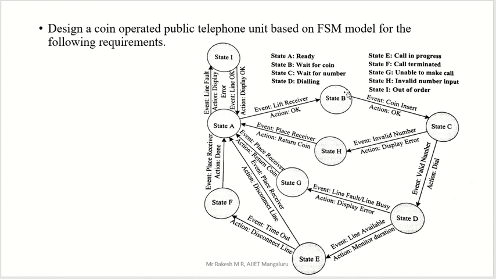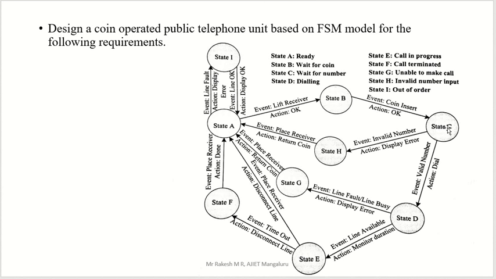When it is waiting for coin, what is the next state we have? Wait for a number. Between them, what is the event we have to conduct? You have to insert a coin, right? If you are waiting for coin in the B state, you have to insert coin, because it is waiting for coin. Yes, coin is inserted, action is OK. Once your coin is inserted, what is C? Wait for a number. You will get the message in the display, wait for a number.